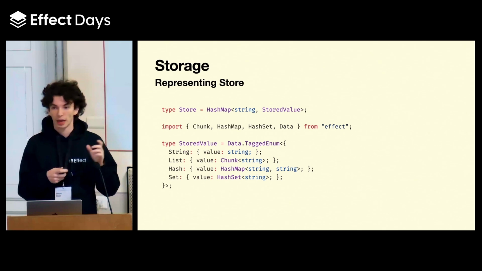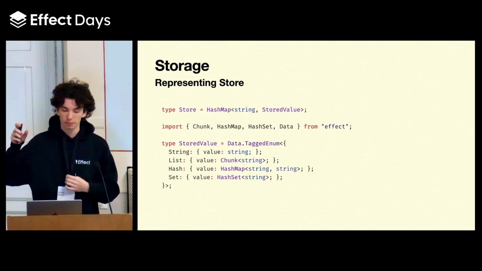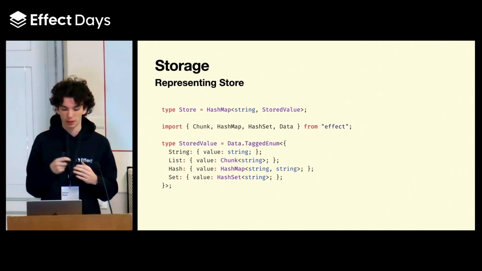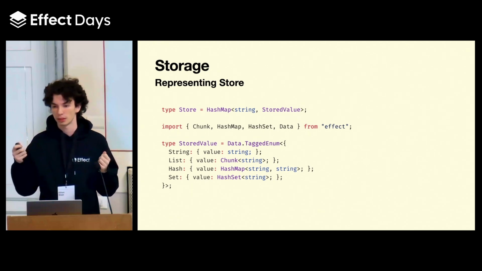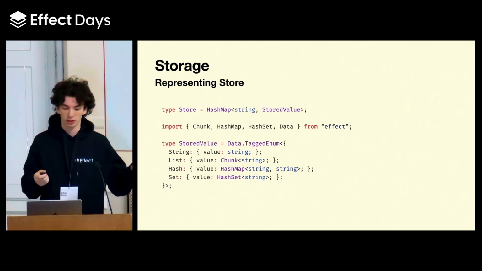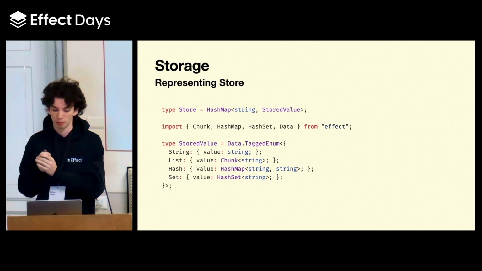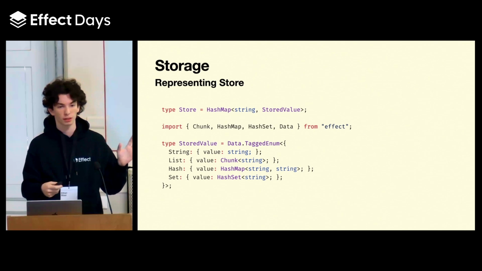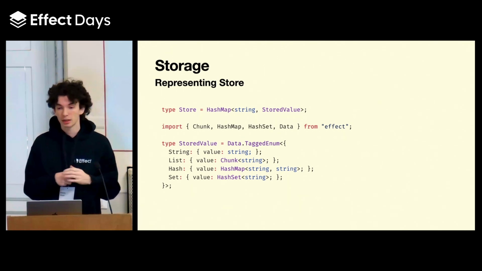And so that store type looks like this. It's a hash map from a string to this stored value. And stored value is a tagged enum, and this is a type from the Data module in Effect, which makes it easy to create a tag discriminated union. And so it maps from the tag to the actual in-memory representation of that type. So there's a hash set or a hash type in Redis, and that maps to the HashMap type from Effect. And we're using a lot of Effect data types here. Something to point out is that all of these Effect data types are immutable, and that'll be important a bit later. The next thing to think about is expiration and how to encode that in our store.